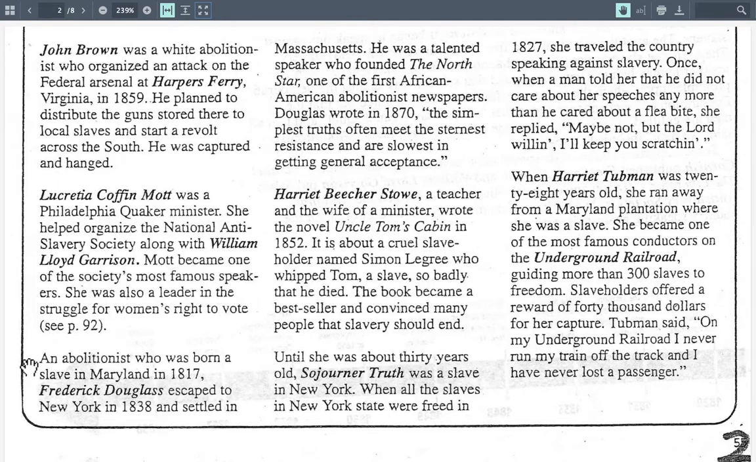An abolitionist who was born a slave in Maryland in 1817, Frederick Douglass, escaped to New York in 1838 and settled in Massachusetts. He was a talented speaker who founded the North Star, one of the very first African American abolitionist newspapers. Douglass wrote in 1870, "The simplest truths often meet the sternest resistance and are slowest in getting general acceptance."